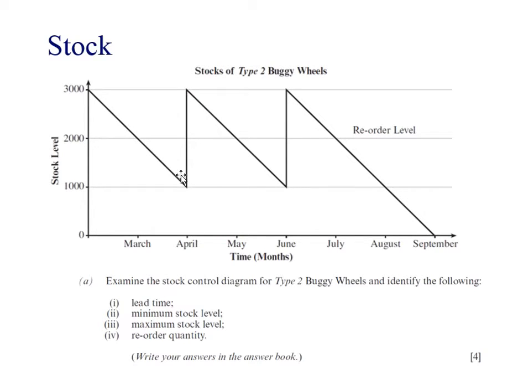What's the lead time? Well, this is the reorder level, 2000, and then it seems like it takes from the beginning of March to the beginning of April for the stock to arrive, because this vertical line, when it shoots back up, that's when it's arrived. So the lead time seems to be a month.